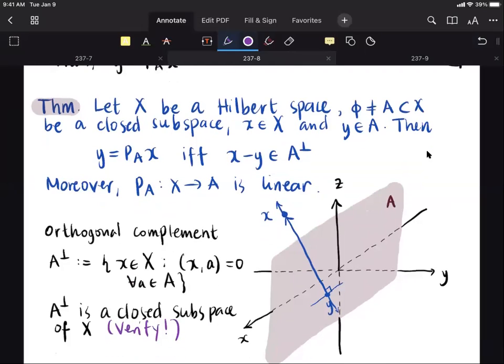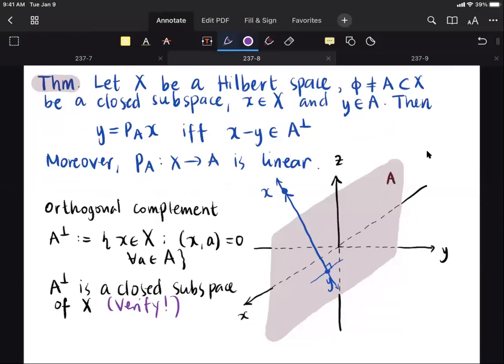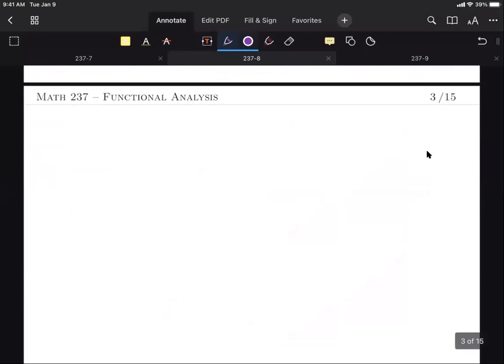Okay, so here we have another part. Moreover, the projection is also linear. So it's a linear map between these two vector spaces, X and the subspace A. Okay, so let us take a look at the proof.